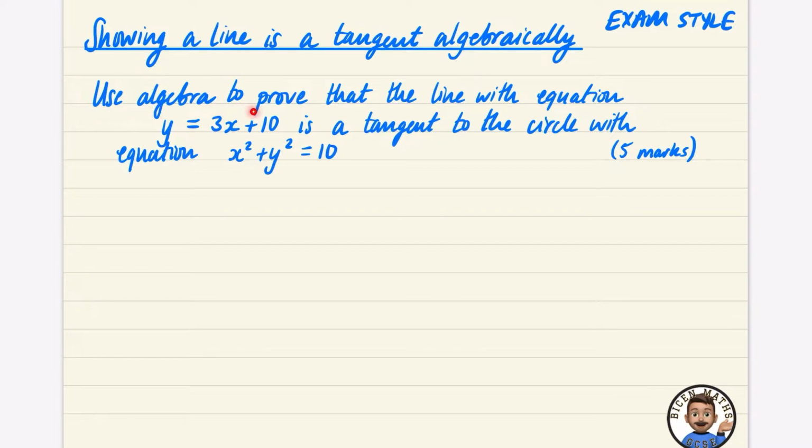So the question says, use algebra to prove that the line with equation y equals 3x plus 10 is a tangent to the circle with equation x squared plus y squared equals 10.